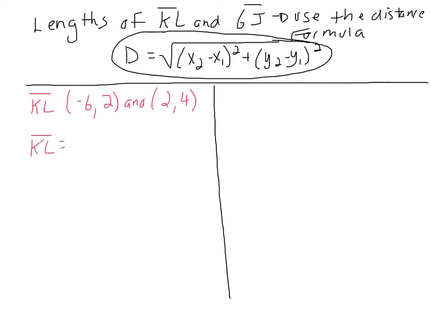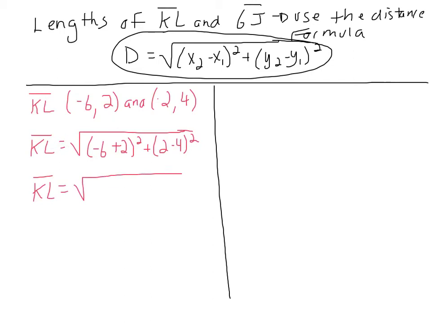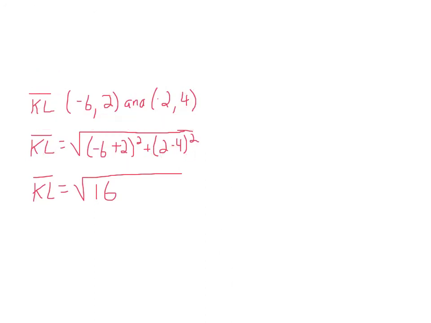So to find the length of KL, we do -6 minus -2 squared plus 2 minus 4 squared. Now when we do this out, we have -6 plus 2 is -4. -4 squared is 16. 2 minus 4 is -2. -2 squared is 4. So the length of KL is the square root of 20.